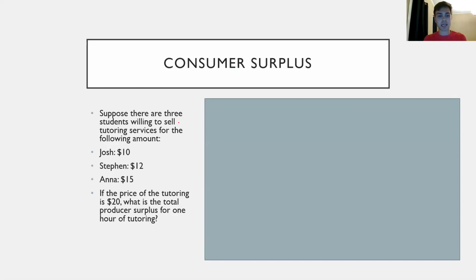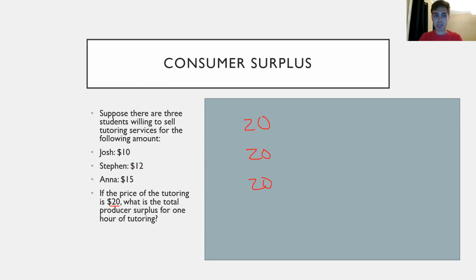So let's again take a simple example to illustrate the point. And so again, we have these 3 students. Now they're potentially selling tutoring services, and we have a market price for tutoring services, right? So if they decide to sell their services, they will receive $20, right?